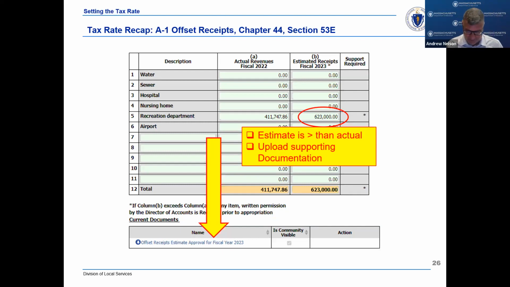This form is also filled out by the town accountant, and the number that you're estimating is the number that's going to tie to page 4. Next, please.